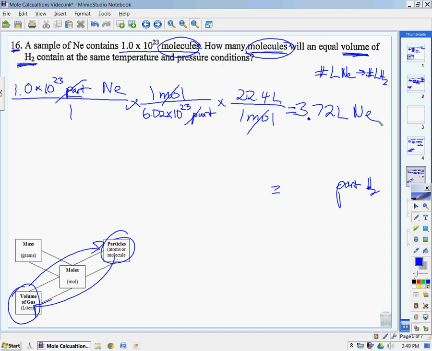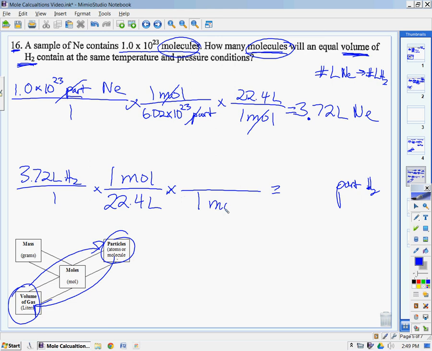Well, if we want the equal volume of H2, we start with 3.72 liters of H2, equal volume, and then we're going to do the same math over again. 22.4 liters. Wait a second. That's a mistake, because liters has to cancel liters, so this time it's on the bottom. 22.4 liters is 1 mole. That'll get us moles, but we want to go back to particles. So we want 1 mole in the denominator and 6.02 times 10 to the 23rd particles in the numerator. All right, and that'll give us our answer. Well, guess what it is? It's 1.0 times 10 to the 23rd.